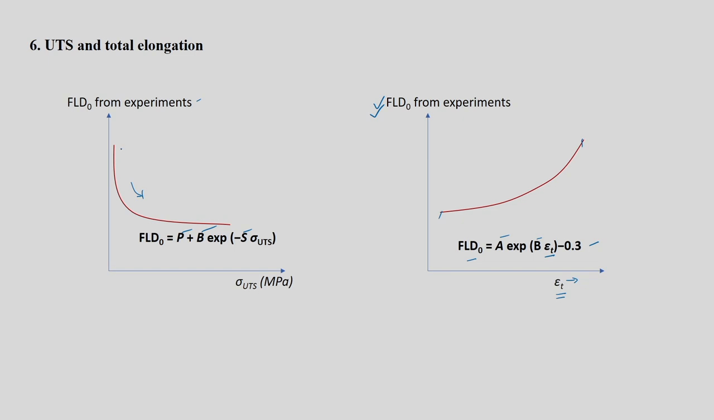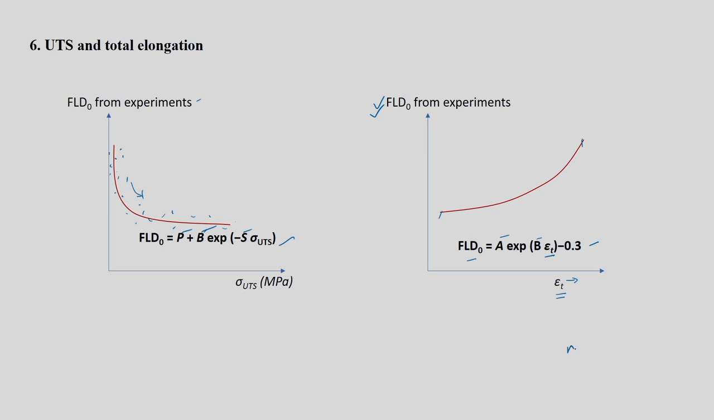Let us say you have 100 data points for this, a variety of materials are evaluated, and you are putting all the data and then you are going to fit it, then you will get this equation. So, you have to be a little bit careful when you increase the UTS of a material. In a way it is good, but generally otherwise you will see that its FLD can come down, following this particular curve. It is just not a linear decrease, it is exponential decay, one has to be careful. And total elongation, if it improves, it is good for FLD 0, there are chances that it may improve by following an exponential increase.